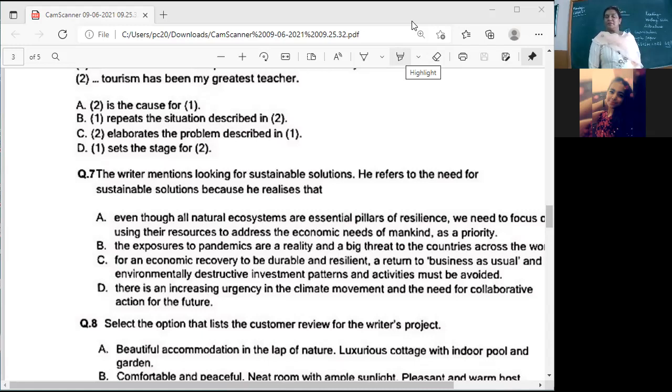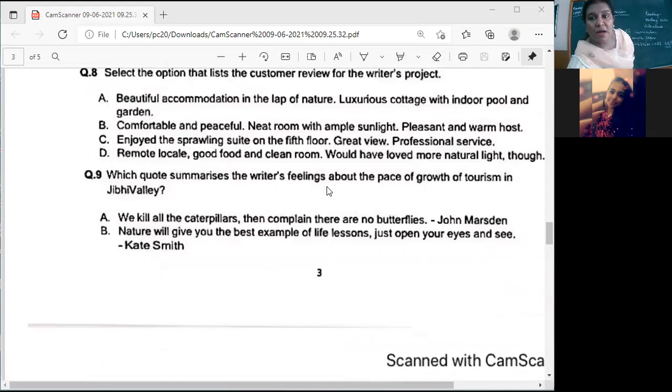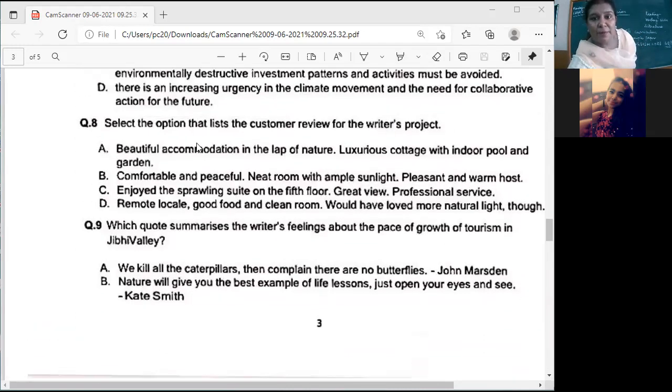Yes, students at home, C is the better option because we should not go on harming here. Now select the option that lists a customer's review for the writer's project. You know, when you want to go to a place, you read the reviews right before you book a place, and see what the review is about that place. Which one is the customer review?